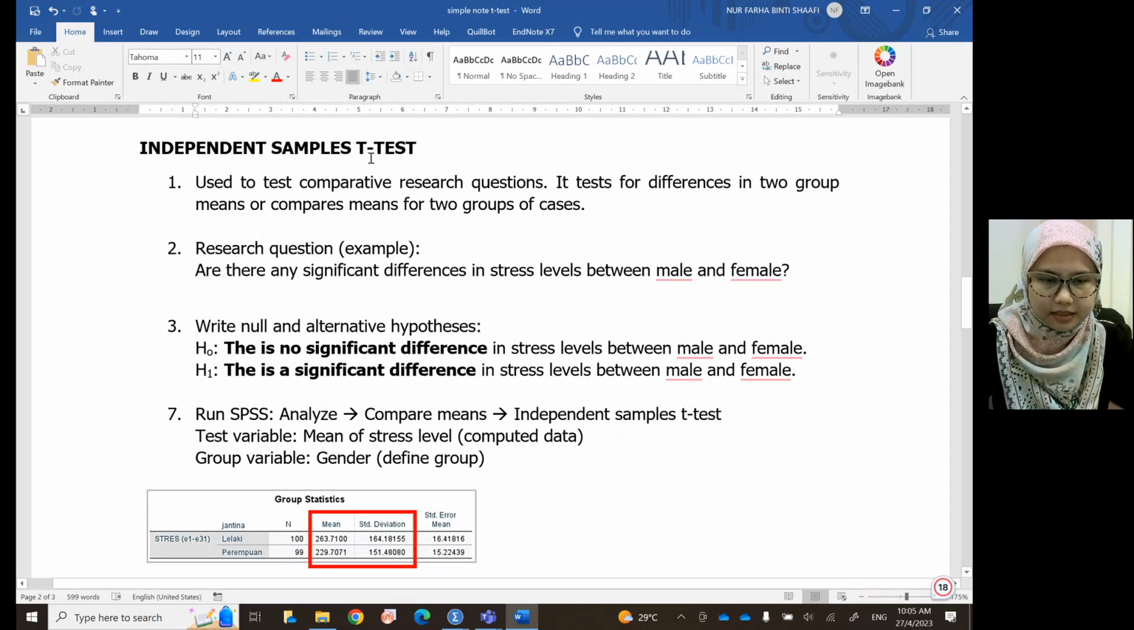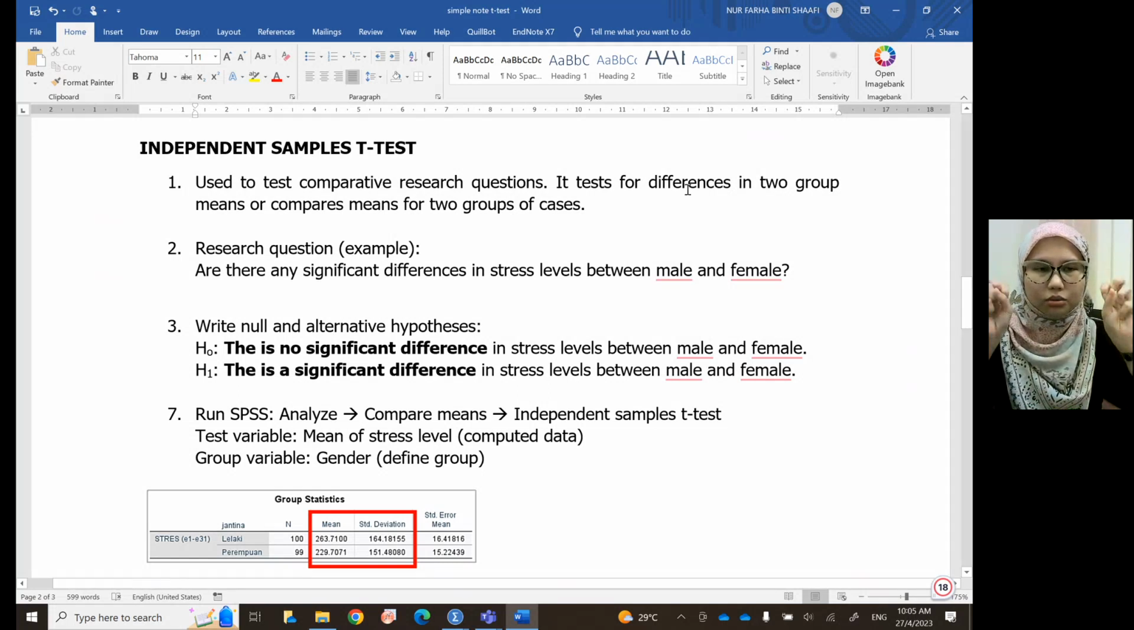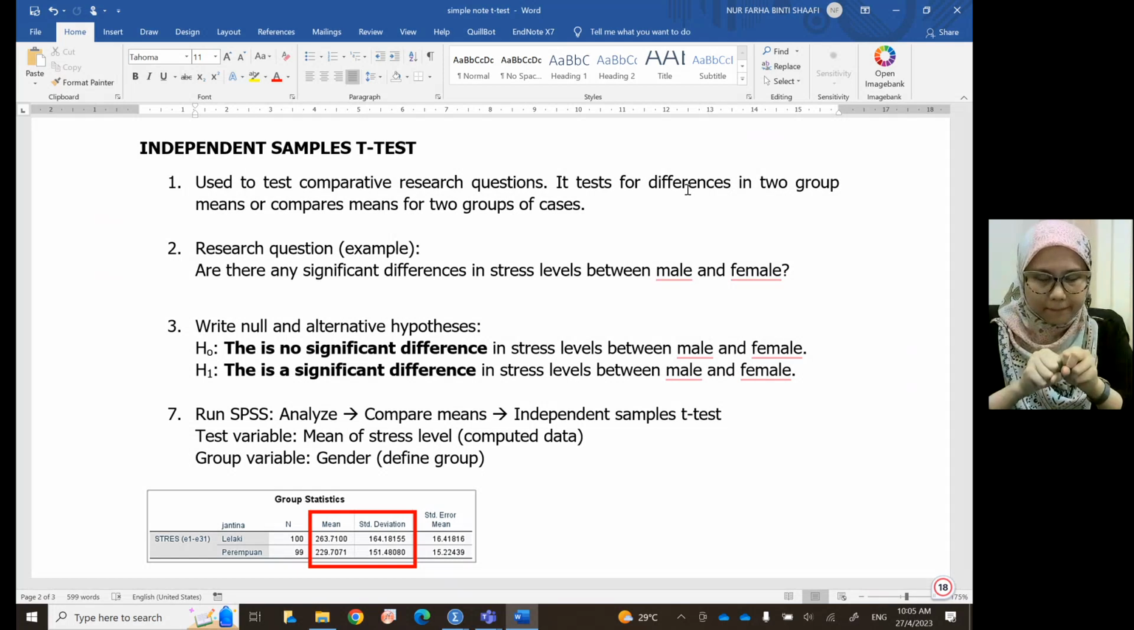This independent sample t-test, when can you use it? You use it to test comparative research questions. It tests for difference in two group means, or you compare means for two groups of cases. You have two group means, and then you want to compare.